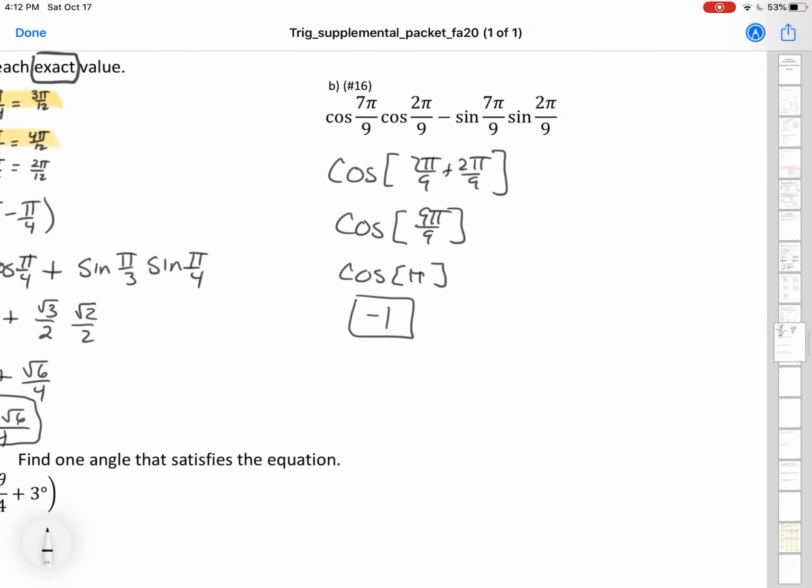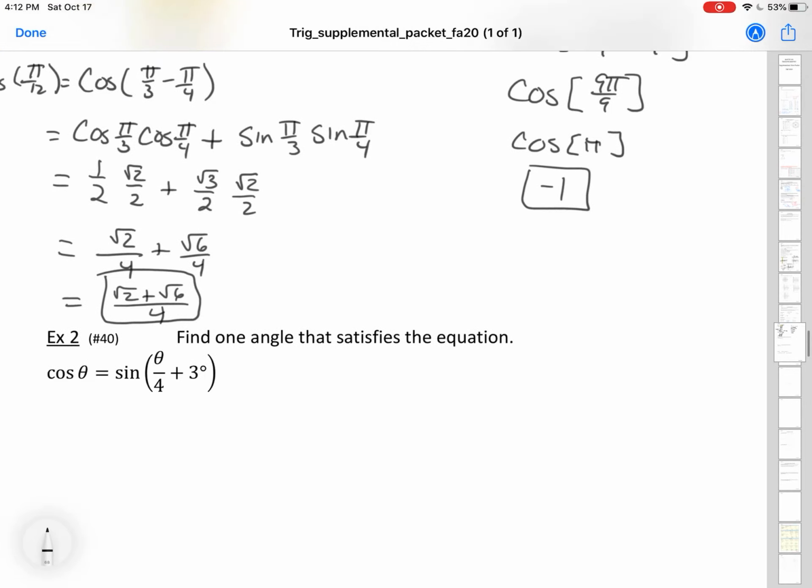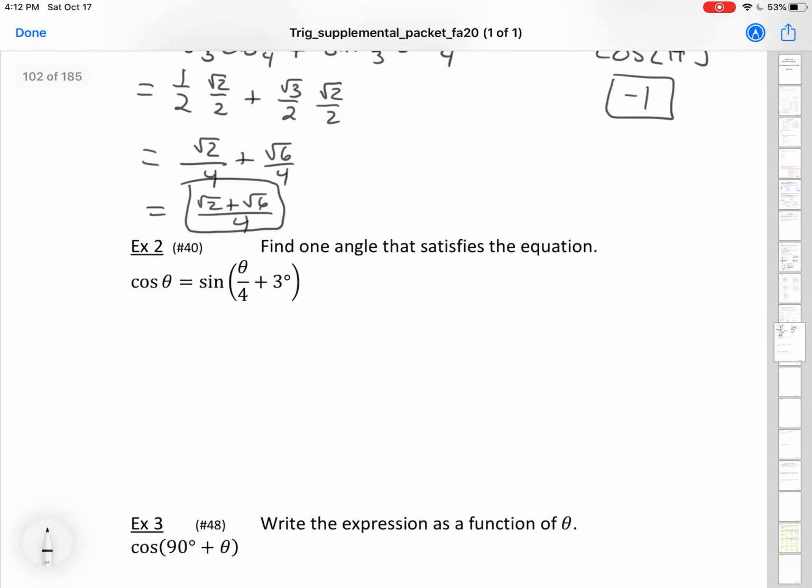So if it's not that quick, if you're having to go to a calculator, please study those angle identities more, especially before going to the next course. So let's take a look at this. Find one angle that satisfies the equation cosine theta equals sine of theta over 4 plus 3 degrees.